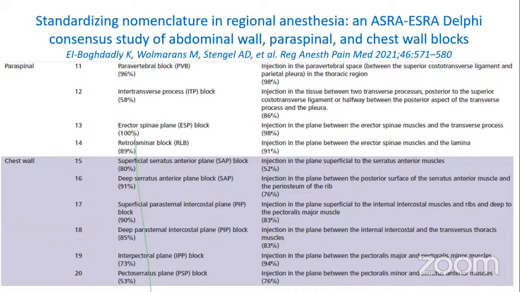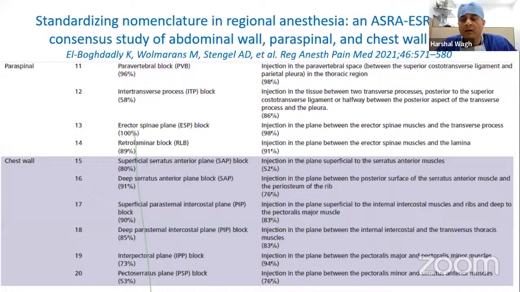Then the MTP is halfway between the transverse process and the pleura. I think the intertransverse process block and the MTP block are pretty much similar in terms of where the local anesthetic is deposited. We all know about the erector spinae block, where the local anesthetic is put between the erector spinae muscle and the transverse process. The retrolaminar block comes a little more medial, where it is just below the erector spinae, but at the laminar level. So that's basically how they have compiled the paraspinal nerve blocks.